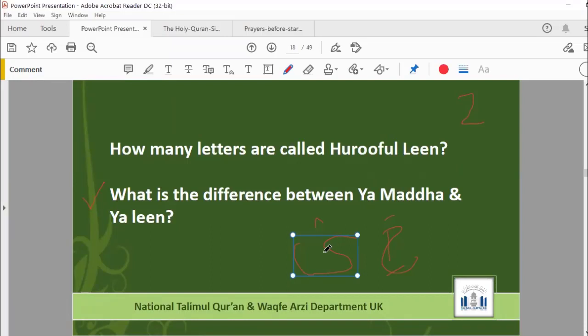So what you're saying is the ya will have a sukoon on it. If the preceding letter has a kasra, then that's going to be ya madda. But if it's a fatha, then it will be ya lean, which is the soft sound. Yes. Excellent. Jazakumullah. Thank you very much.